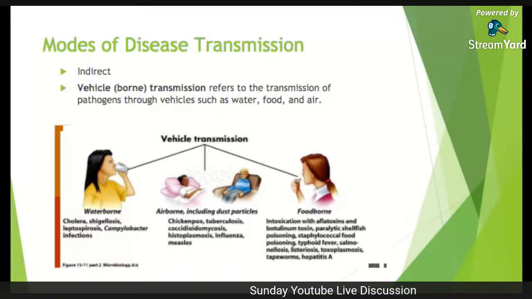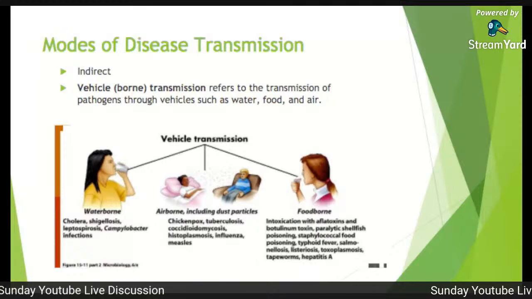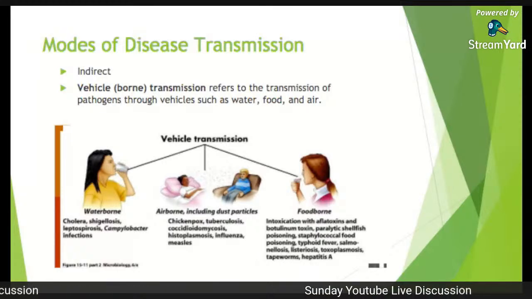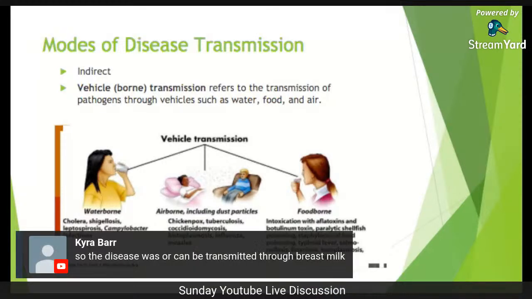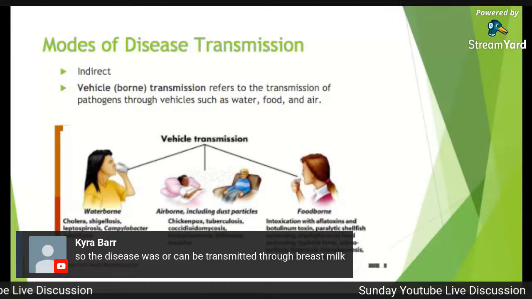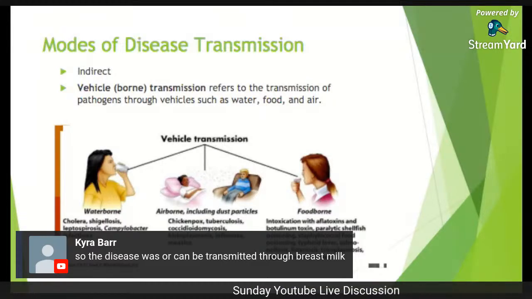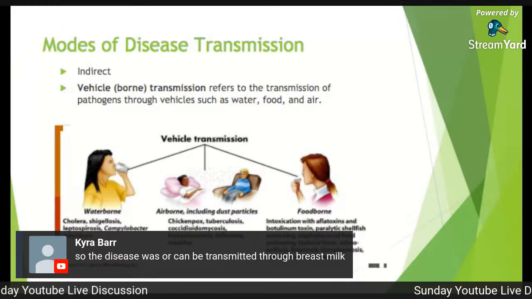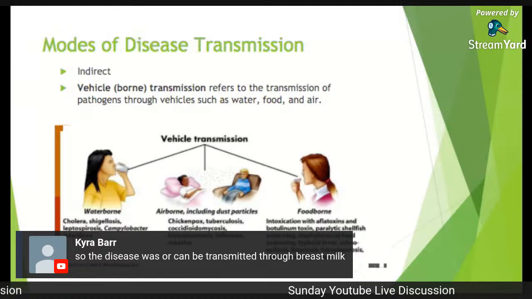So the question is whether the disease can be transmitted through breast milk. Kyra has a question, I believe. Kyra wants to know, can the disease be transmitted through breast milk? Are you talking about COVID-19, or are you talking about other diseases? Because there are some diseases that can be transmitted through breast milk.